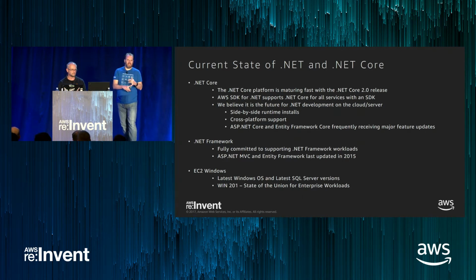.NET Core also has cross-platform support, which we've been taking advantage of here at AWS with our Lambda support. Another example of how it's the future is ASP.NET Core and Entity Framework Core. Those frameworks have been getting a lot of improvements and new features over the past year. But if you look at their parallels, ASP.NET MVC and Entity Framework, those have not had any significant updates since early 2015. So over 2 years, those have not had any updates. The EC2 Windows team is continually working on getting Windows working great on AWS, along with the latest SQL Server, because even though you're using .NET Core, that doesn't mean you're not using Windows. And .NET Core and Windows work really well together.